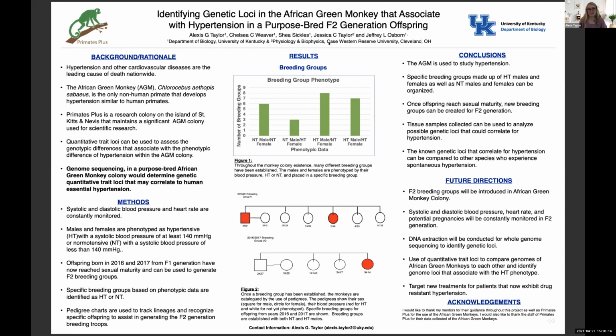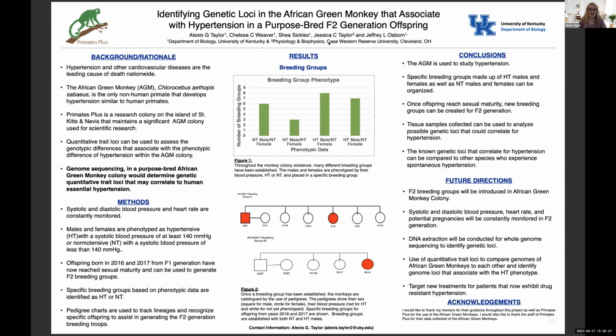So we also have offspring now, which is very exciting. Primates Plus was established in late 2015 with our first breeding group, happening in 2016. So now all of our offspring that were born in 2016 and 2017 have reached sexual maturity, and now we can use them to generate F2 breeding groups. So that's kind of where I come in.